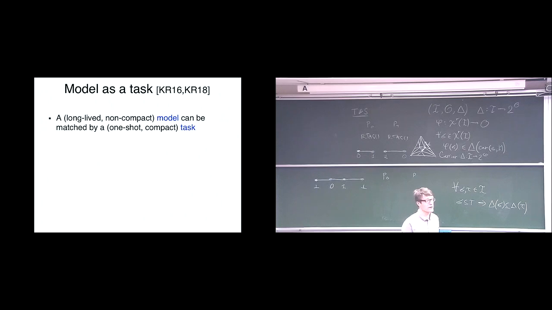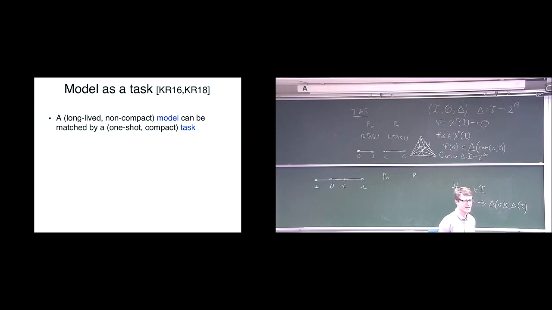For example, the model of one-resilience, in which at most one process can fail, is non-compact, because you can take a sequence of finite executions in which only one process takes steps, which means that everybody fails, or rather everybody is slow, but one. Each of these executions is in the model, but the limit, the infinite execution in which one process takes steps, is not in the model. It doesn't belong to the set, so it's not compact. Anyway, so the ugly operational models can be represented as nice tasks.